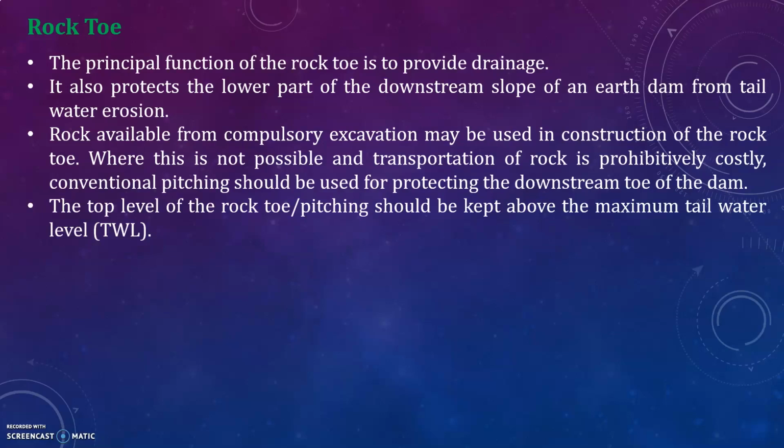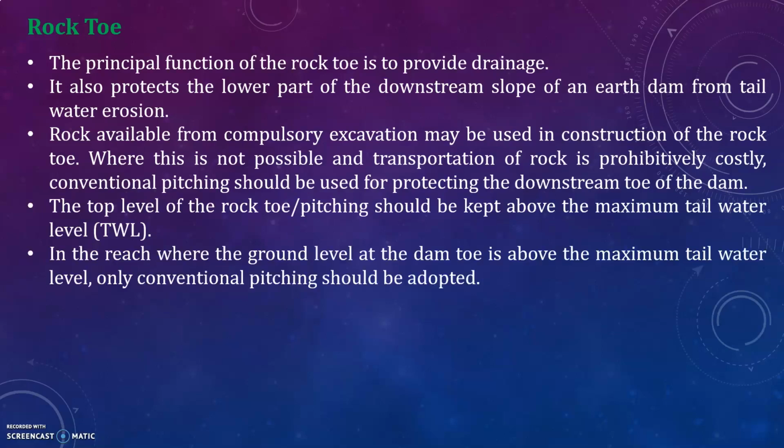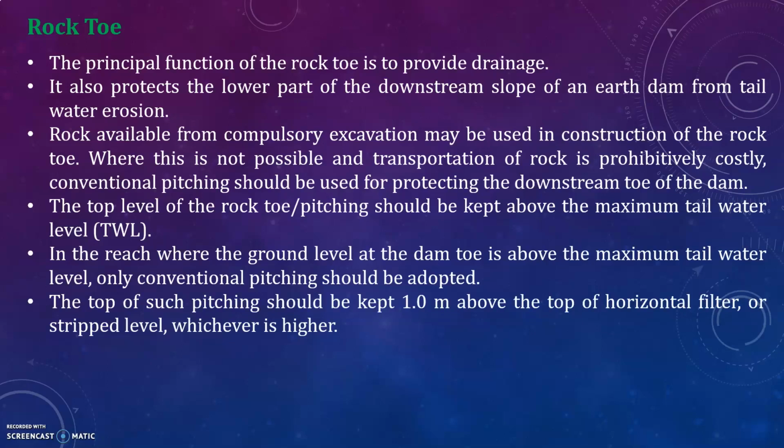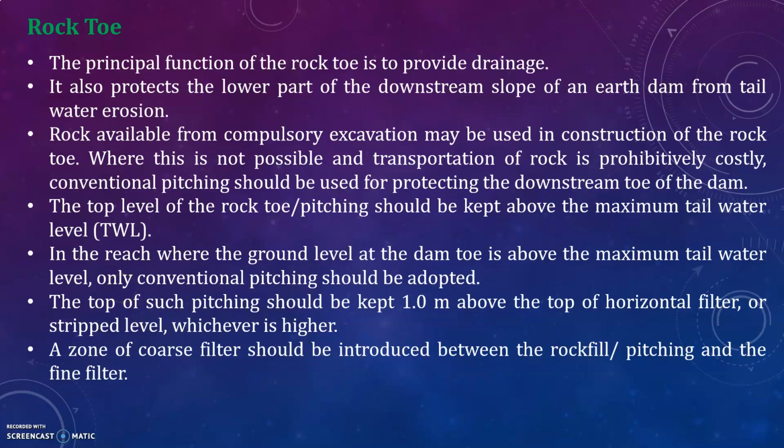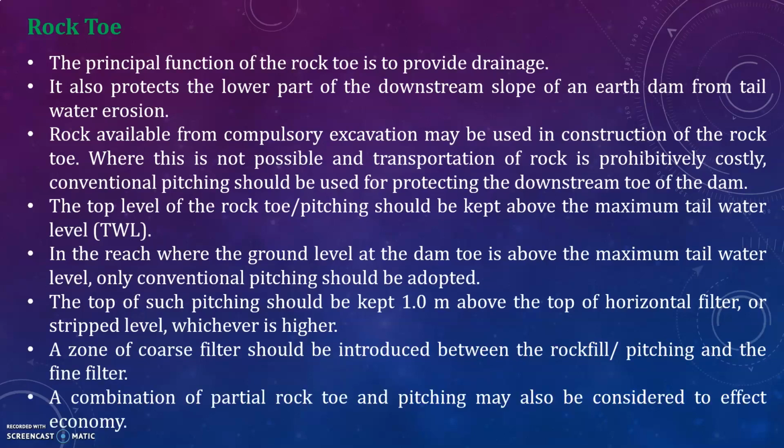The top level of the rock toe or pitching should be kept above the maximum tailwater level. In the reach where the ground level at the dam toe is above the maximum tailwater level, only conventional pitching should be adopted. The top of such pitching should be kept 1 meter above the top of the horizontal filter or strip level, whichever is higher. A zone of coarse filter should be introduced between the rock fill or pitching and the fine filter. This and also a combination of partial rock toe and pitching may also be considered to effect economy. These are about rock toe.